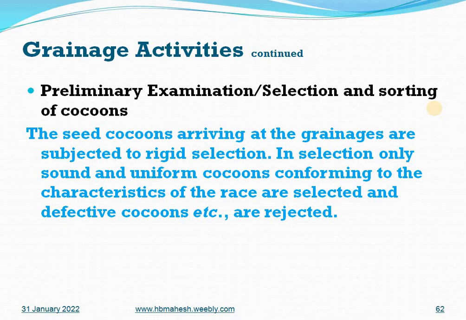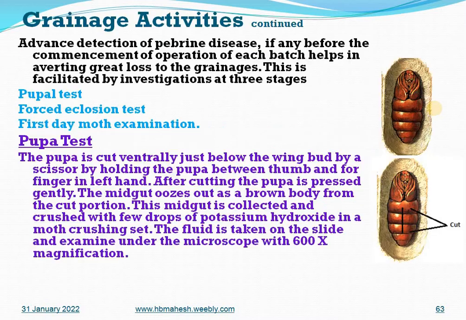arriving at the grainages are subjected to rigid selection. Of course, at the grader's level there will be selection criteria, but after procurement of seed cocoons, the grainage authorities have to subject them to preliminary examination, or selection and sorting of cocoons. So in selection, only sound and uniform cocoons conforming to the characteristics of the race are selected and defective cocoons etc. are rejected.